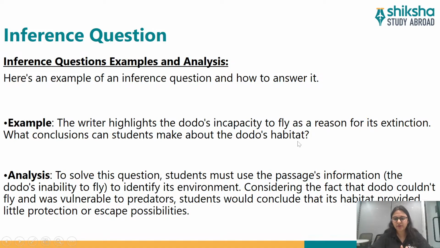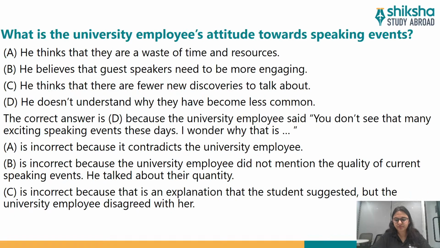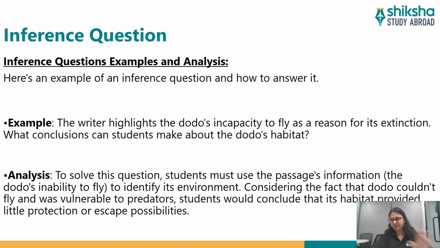Now, again, in this kind of question, the options will be given to you: A, B, C, and D. All these four options will be given to you, and one of them will be correct. So again, you'll have to choose one correct answer out of these four.